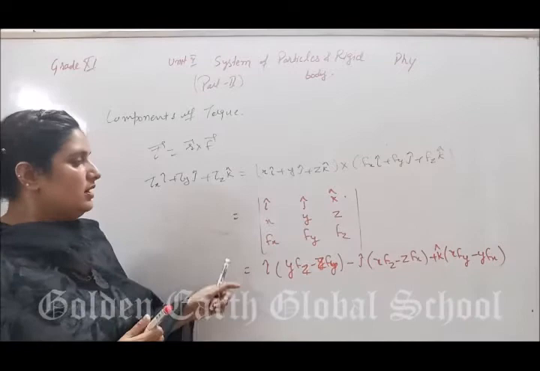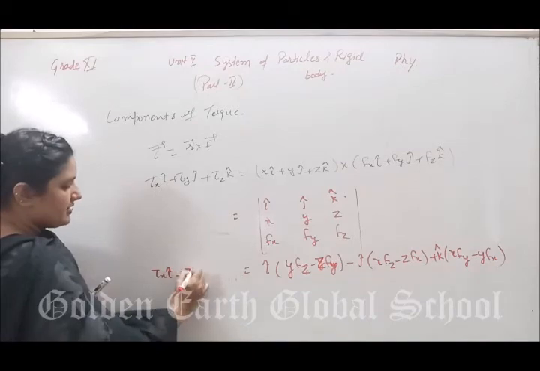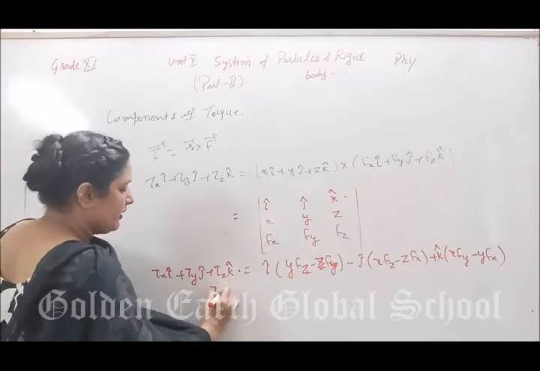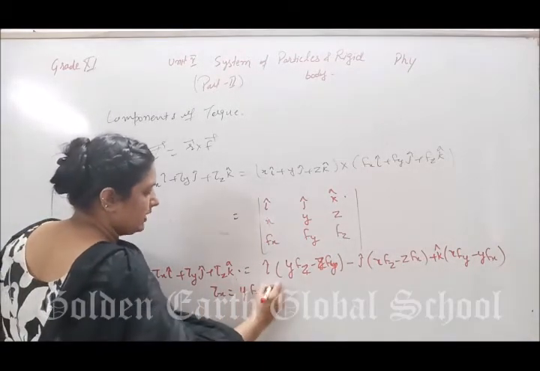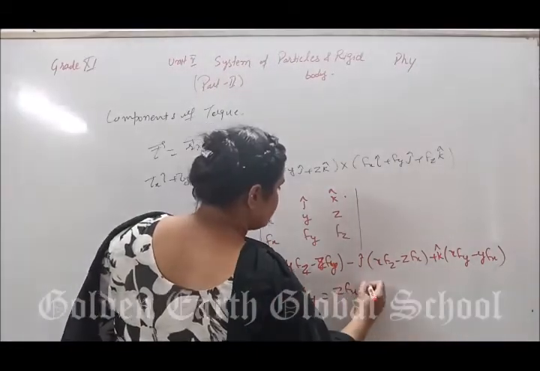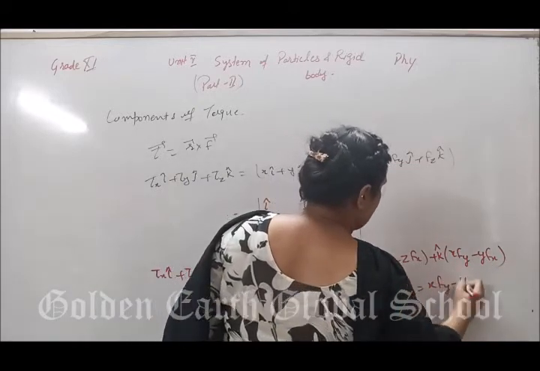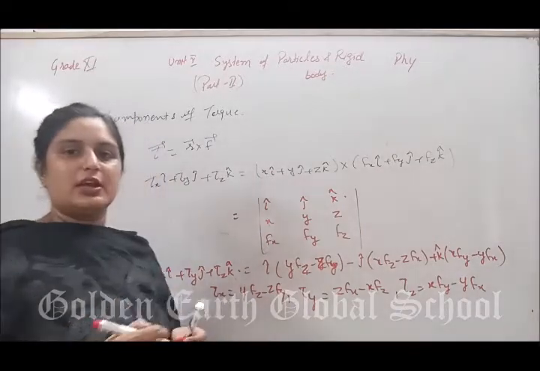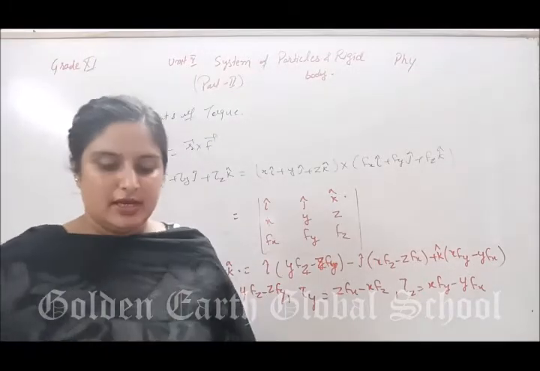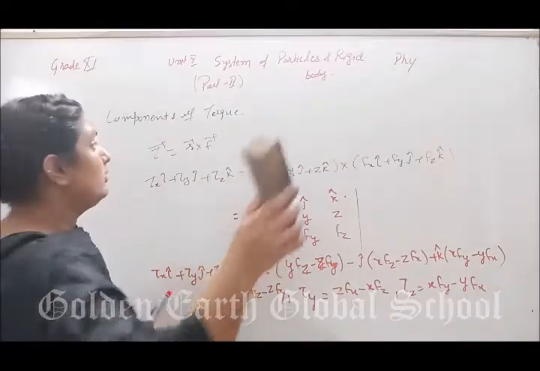Clear? So on the left hand side we have the torque tau x i cap, tau y j cap and tau z k cap. From here you can find the value of tau x, that is y Fz minus z Fy. Tau y will be equal to z Fx minus x Fz, and tau z will be equal to x Fy minus y Fx. So these are the components of the torque acting along the x axis, y axis and z axis. Clear?